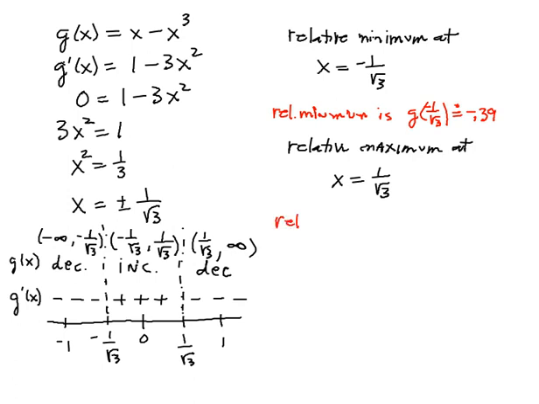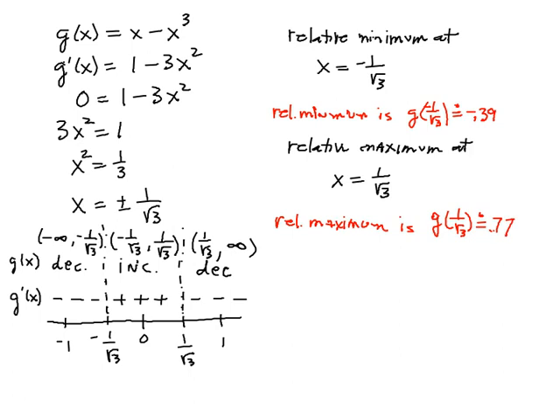It has a relative maximum at the x point 1 over the square root of 3, and the relative maximum is, well, I'm going to plug that point into the original function and see how big it gets. It goes all the way up, and this is approximate because I wrote it as a decimal, 0.77.